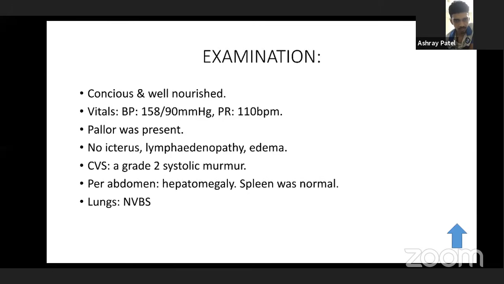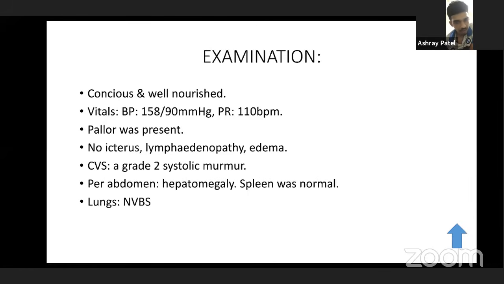And per abdomen, we can see that there's hepatomegaly with no splenomegaly. So hepatomegaly can just be due to the alcohol, like starting fatty liver. Yes, fatty liver would have caused hepatomegaly.